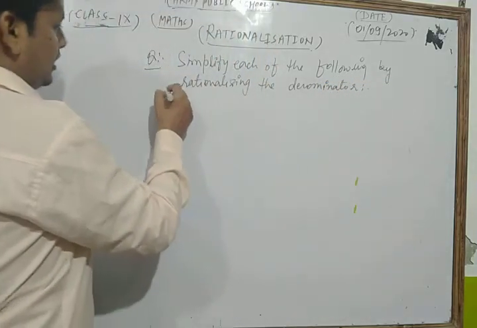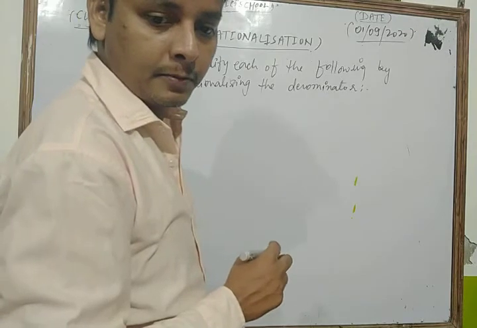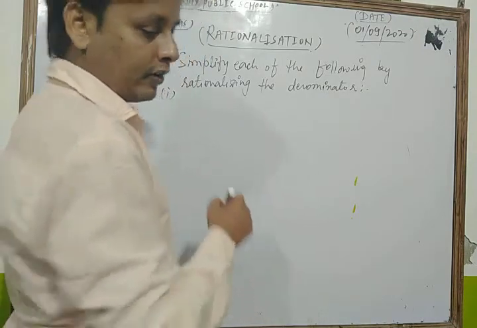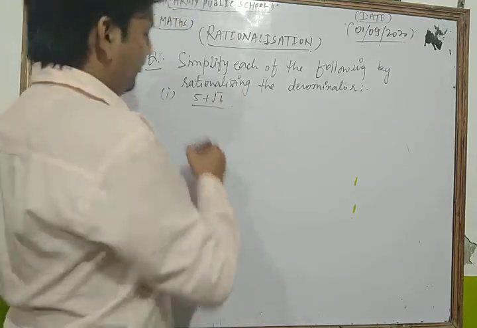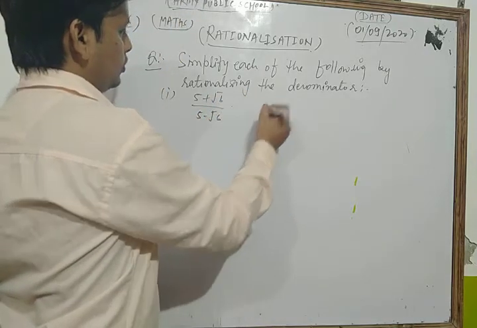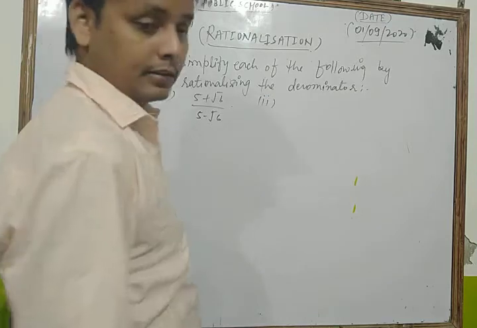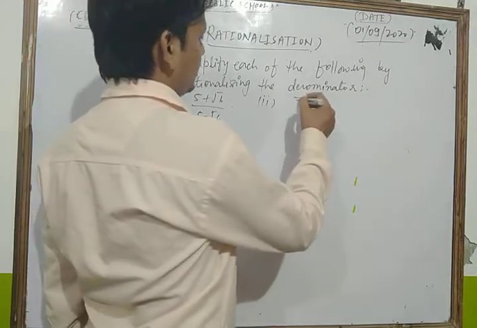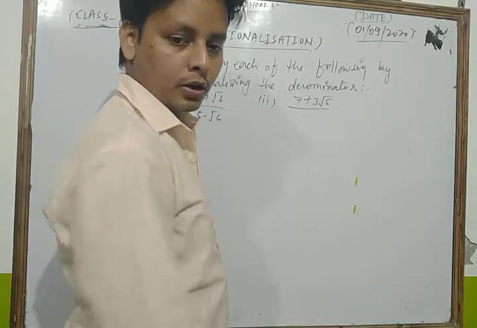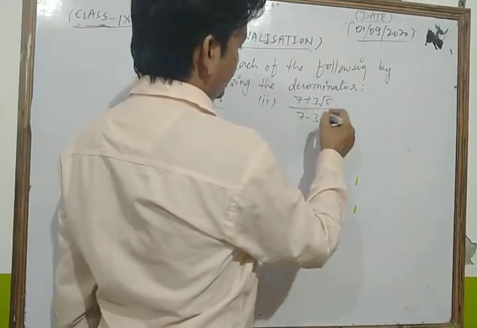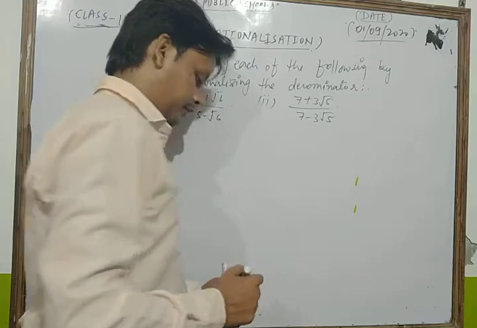Your questions are: the first part of this question is 5 plus root 6 upon 5 minus root 6, and the second part of this question is 7 plus 3 root 5 upon 7 minus 3 root 5.